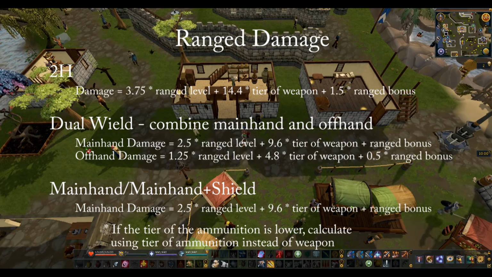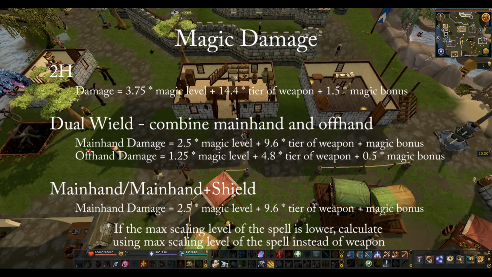If you're using ranged, you use your ranged level as your combat skill level, and if the tier of your ammunition is lower than the tier of your weapon, you'll calculate using the tier of your ammunition instead, and you use your ranged bonus total as your ranged bonus. To calculate magic damage, you use your magic level as your combat skill level. You use the tier of your magic weapon unless the maximum scaling level of the spell you are using is lower than the tier of the weapon, in which case you use the spell, and then your magic bonus total.